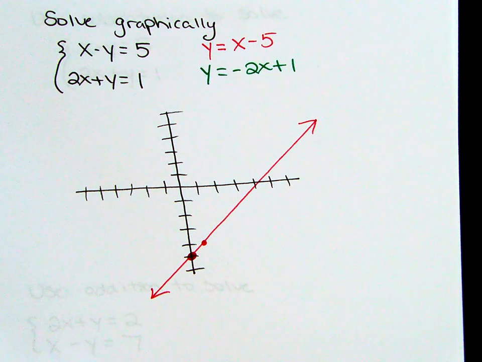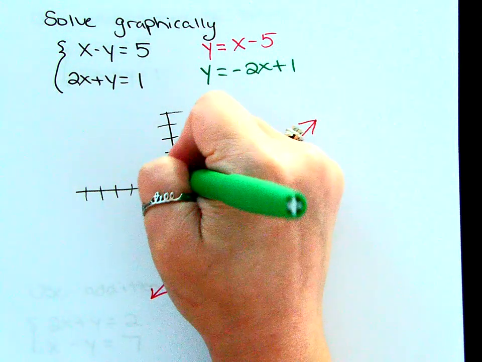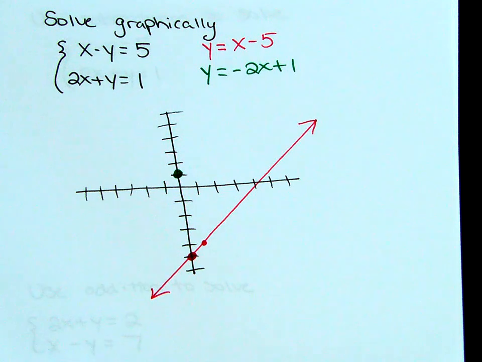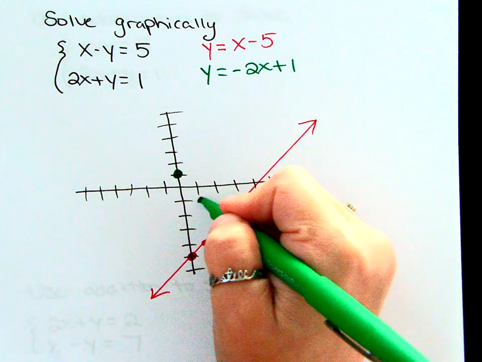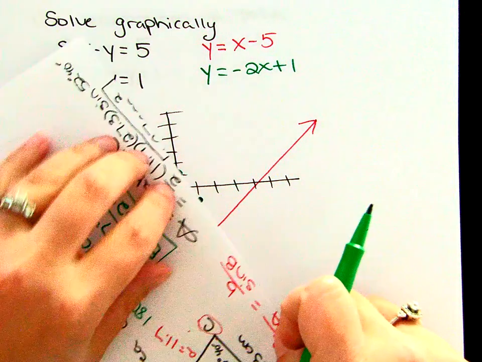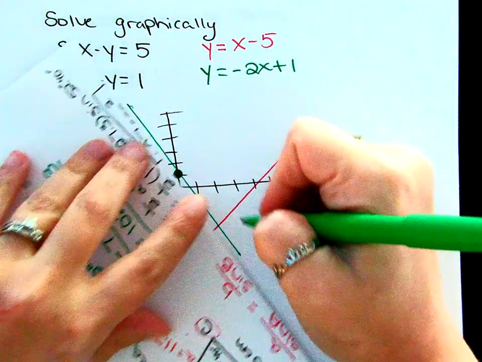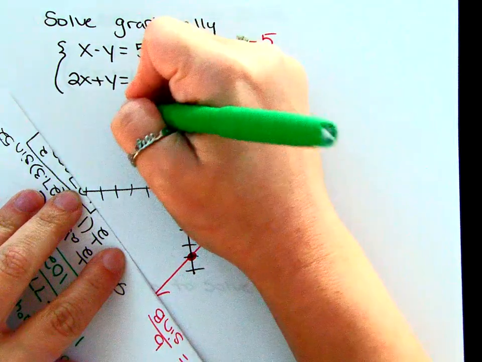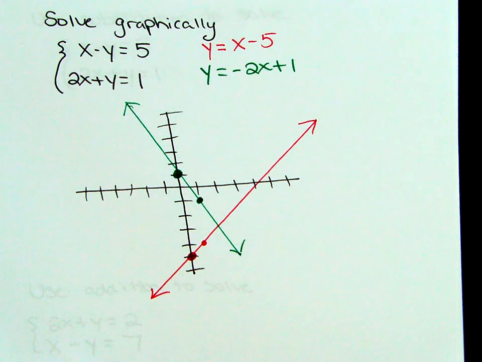Second line, the green one, or my bottom one, has a y-intercept of positive 1, and then a slope of what? Negative 2. So I'm going to go down 2 and to the right 1. Wow, my little marks are pretty dang good. I'm just going to say that.